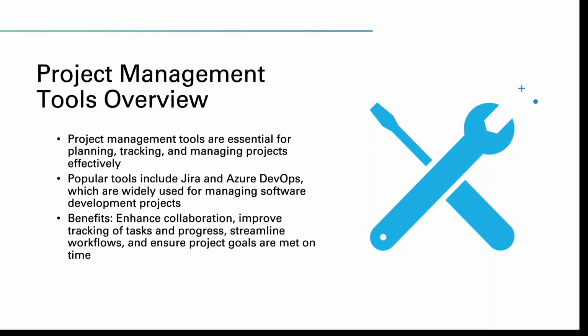By using a project management tool, we get a number of benefits. We can enhance collaboration between teams, improve and track tasks and progress, and streamline our workflow. We can ensure that project goals are met and the project is delivered on time. Sometimes there is very little chance of that, because everything is already predefined and there are lots of meetings. All of this we can track with the help of a project management tool.